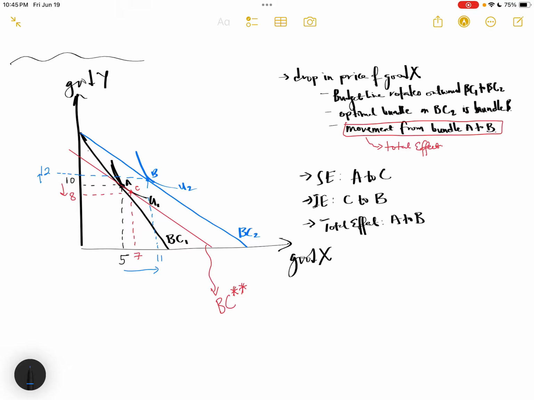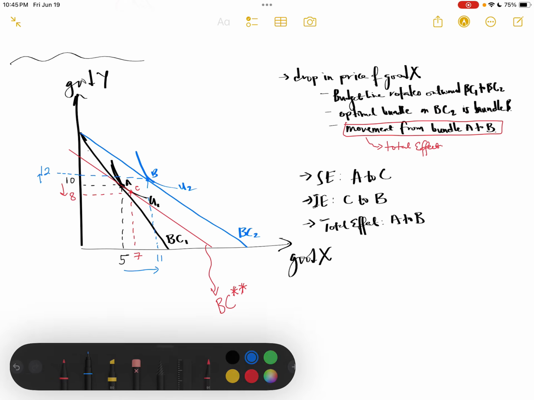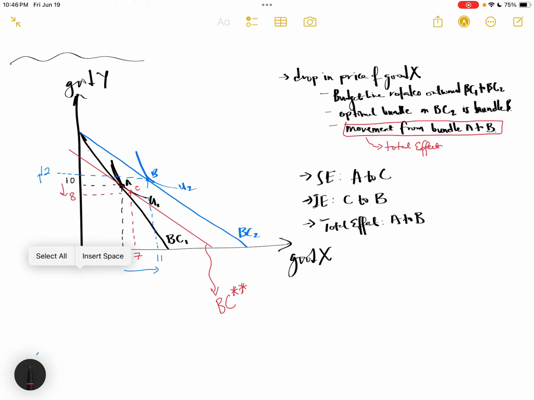However, that's the total effect. However, there is the substitution effect, such that because there's a drop in the price of good X, you consume 2 fewer units of good Y. That's A to C, and I'll use red for this one, you consume an additional 2 units of good X. So for the substitution effect, you're consuming 2 fewer units of good Y, but 2 additional units of good X. And now the income effect, right?